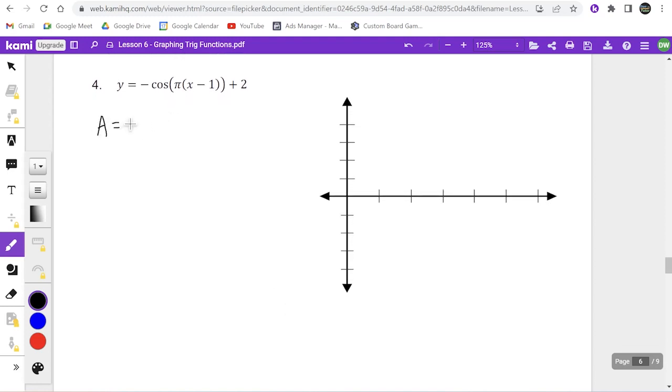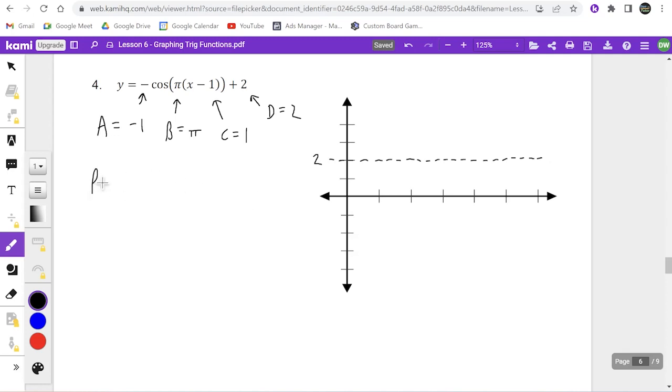So a equals negative 1 again. And remember what I said before, amplitude is still 1. And it just means I'm following a negative cosine form. Okay. B is pi this time. We'll see that gives some funny results. Next, x minus 1 looks like c equals positive 1. And d is going to equal positive 2. Remember what that d equals 2 means. That means my midline is actually at 2. And I'm going to mark that right there at the beginning so I don't forget it.